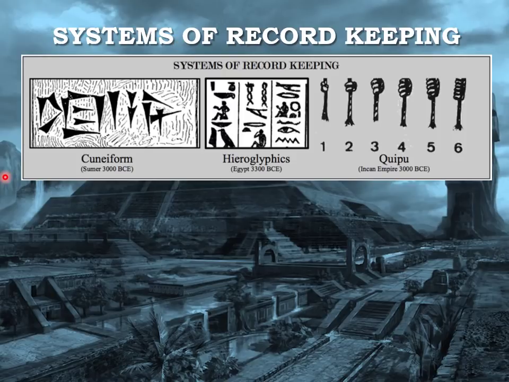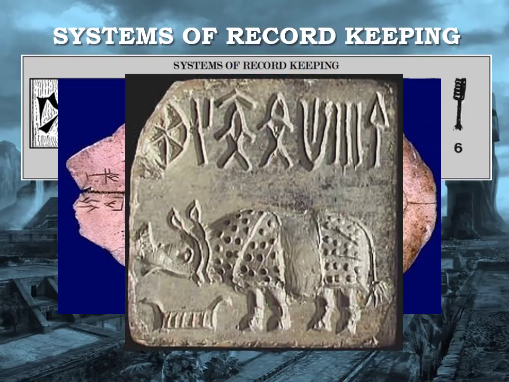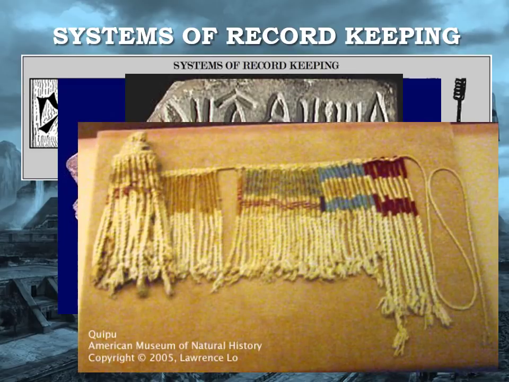So let's look at some of these other forms of record keeping up close. In the Shang Dynasty in China, you get these pictograms, and they're done on oracle bones, on turtle shells or other bones, and they would then use them to prophesize as well. Here's a better depiction of cuneiform. And then here is quipu.